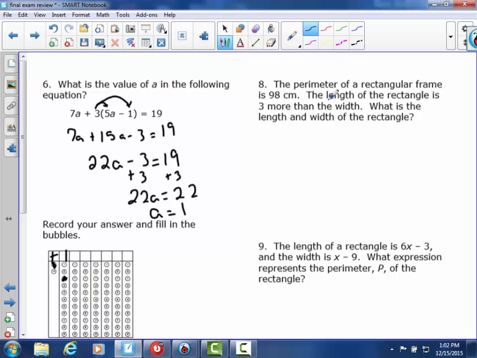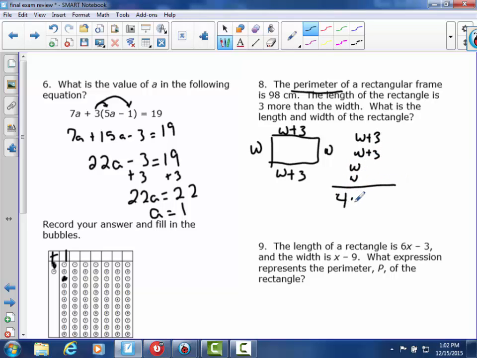Number 8. The perimeter of a rectangular frame is 98 centimeters. The length of the rectangle is 3 more than the width. Okay, so we have a rectangle. We know that rectangles have one side as the width and the other as the length. In this case, the length is 3 more than the width, so we take the width and add 3 to it. We know that opposite sides of rectangles are equal in length. So we know perimeter is found by adding all the sides. So we're going to add w plus 3 and w plus 3 and w and w, add them all up, and we get 4w plus 6, and the perimeter is 98.